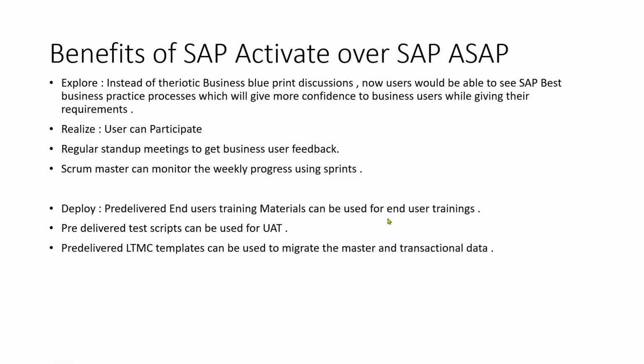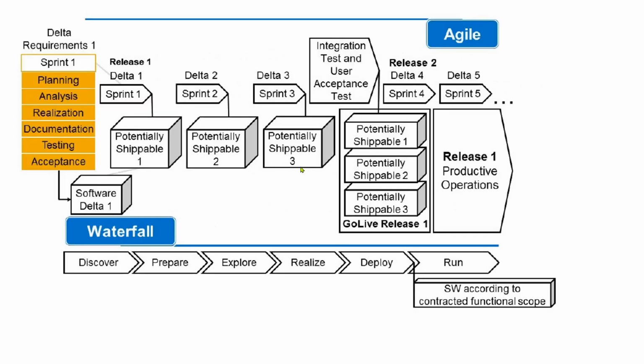SAP standard is providing some predefined screenshots in terms of master data, you know, all those things. So you can just modify here and there, and you can provide the training to the end users. Okay. And what else? You will have pre-delivered test scripts which can be used in UAT. You have pre-delivered data migration tools through which it makes your job easier. Simple, correct? So that is what you do in Activate methodology.